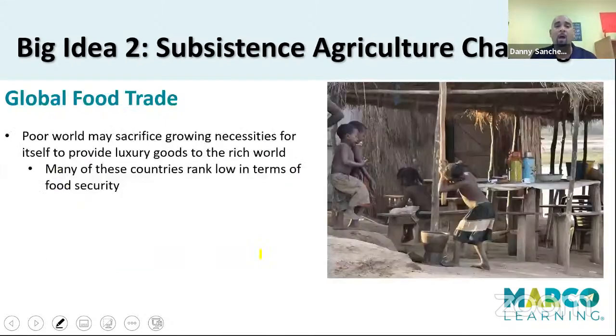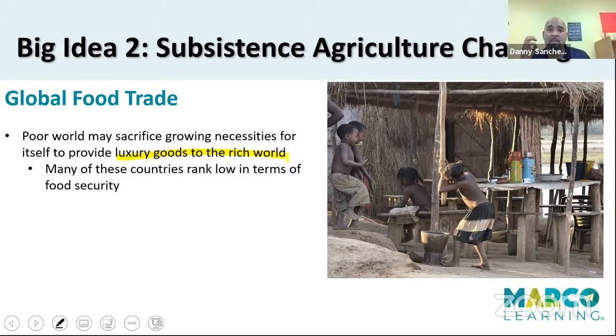All right. The global food trade is another one that I hit hard with my students in my class. The poor world may sacrifice growing necessities for itself to provide luxury goods to the rich world. And here's a simple one, coffee. There are poor countries in the world where they have food insecurity, people are starving, and yet they're growing coffee that they'll sell at Starbucks for $5 a cup.